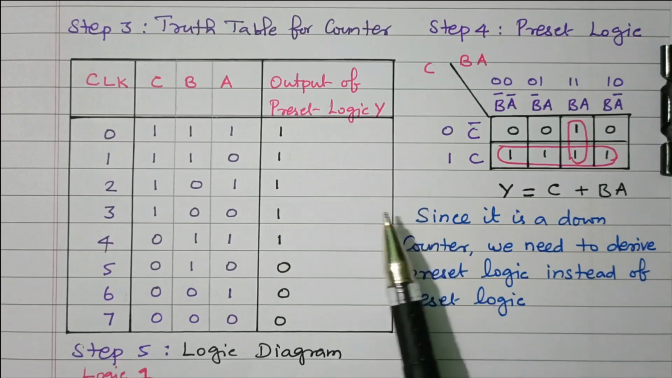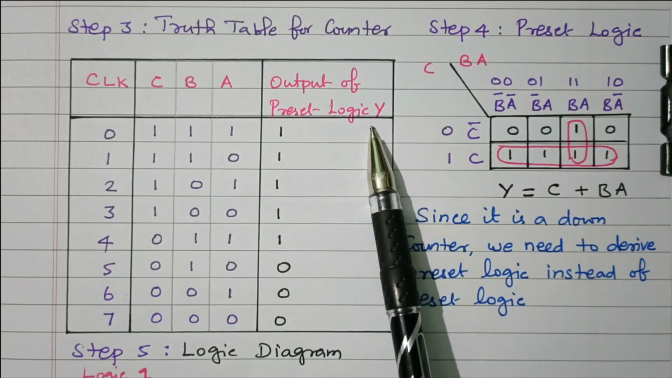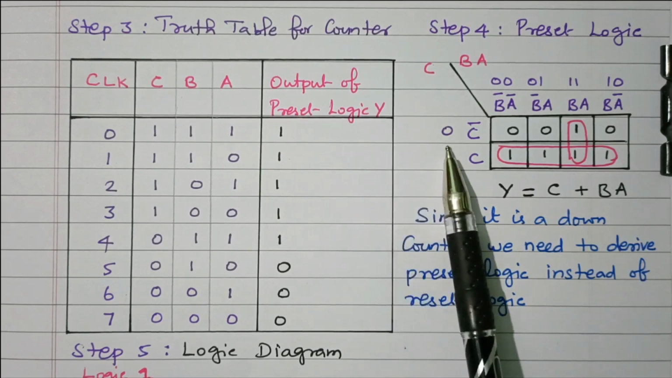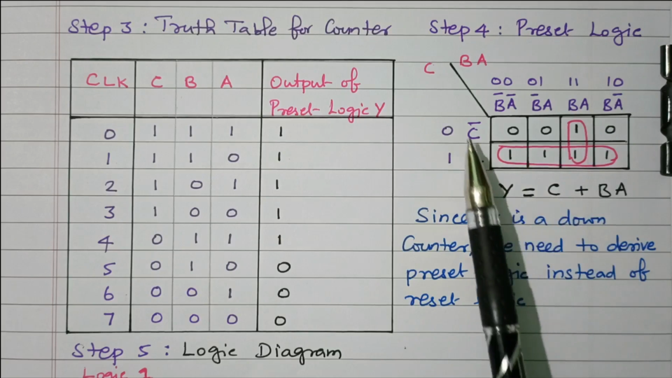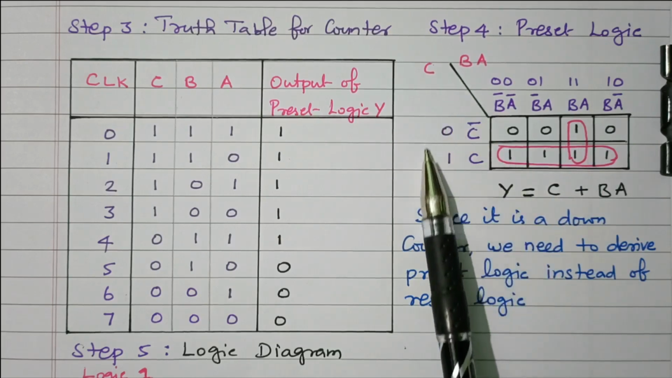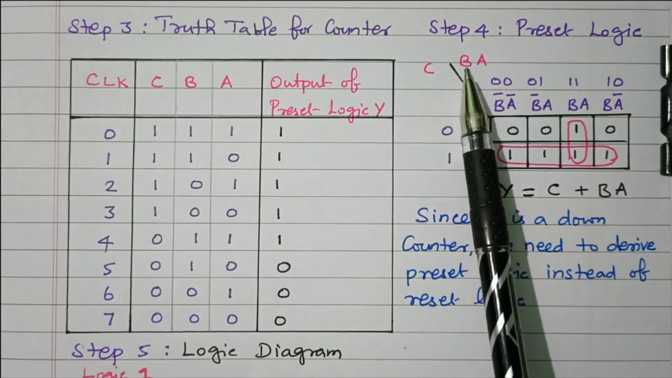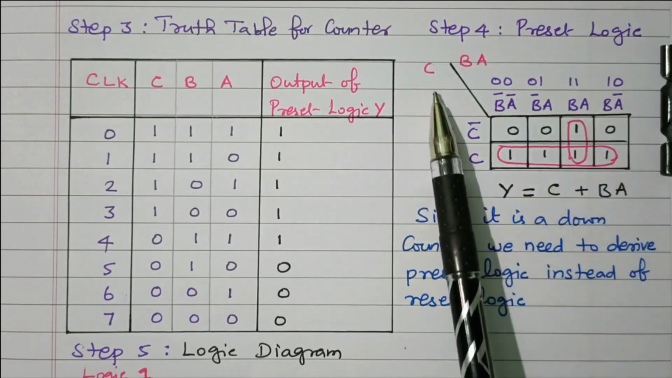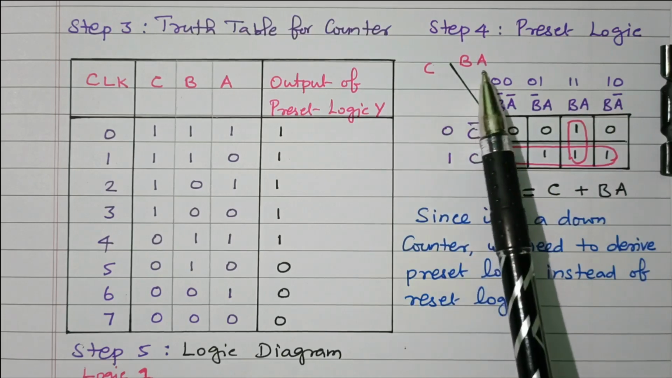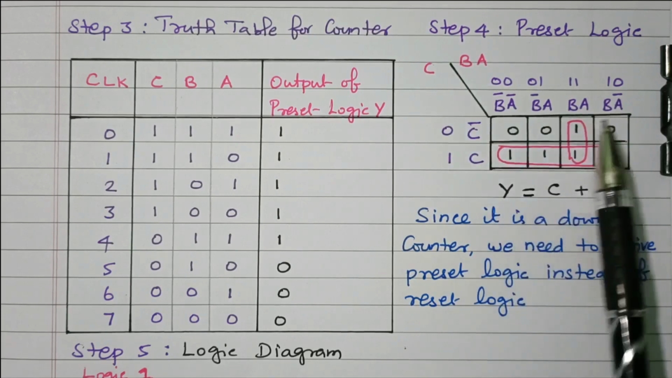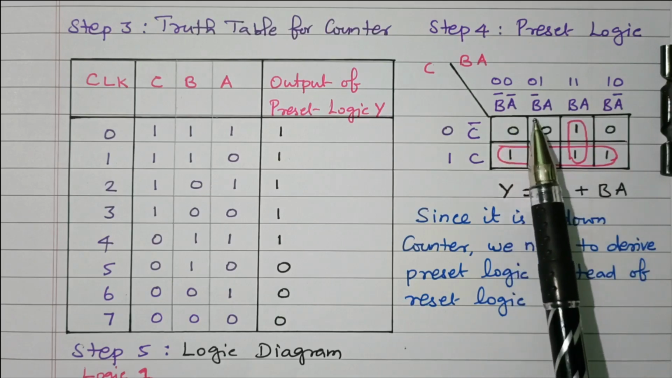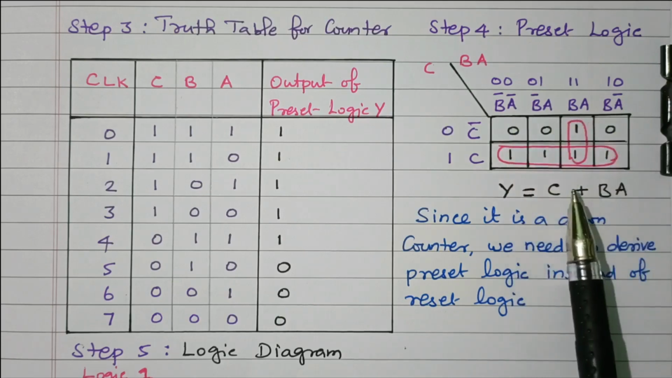Now we need to find the logical expression for this Y, so that we can give this preset. For that we are going to use the Karnaugh map. There are 3 variables, so this is a 3-variable K-map. C is represented vertically, BA horizontally. C is 1 variable with 2 possibilities, 0 and 1: C bar, C. BA is 2 variables with 4 possibilities: 00, 01, 11, 10, that is B bar A bar, B bar A, BA, BA bar.